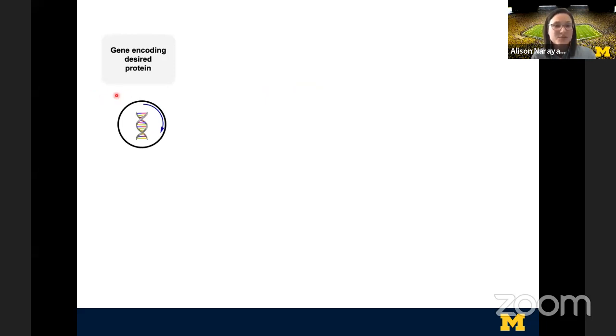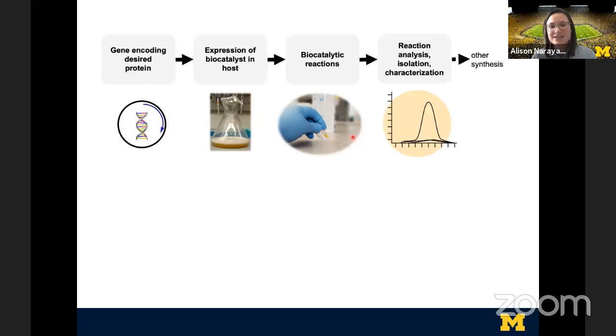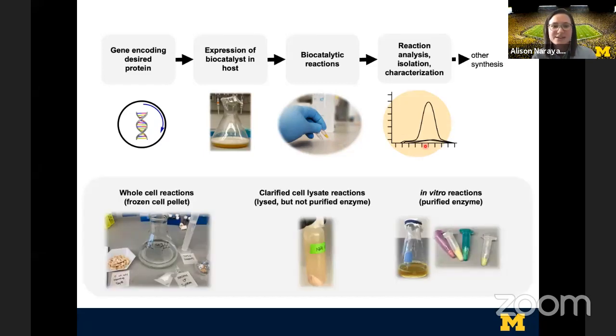And so the first step towards that is to buy a synthetic gene that encodes for the production of that molecule, which we can then use a heterologous host like E. coli and transform that organism with that DNA so it can produce our protein of interest. And then we can use that protein to run reactions and analyze them using standard techniques. So there are a few different ways that you can use a biocatalyst.